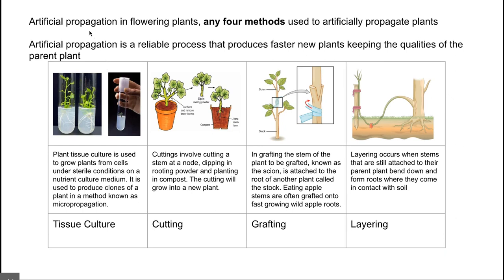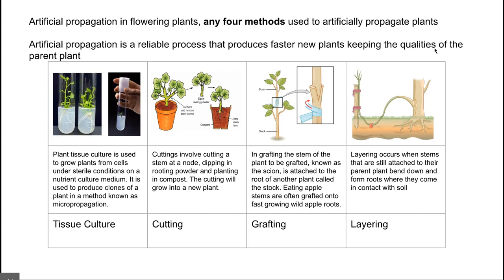Okay, and finally, we need to look at 4 methods that gardeners would use to artificially propagate plants, rather than letting nature propagate or reproduce the plants. Artificial propagation is a reliable process that produces new plants faster, keeping the qualities of the parent plant. So it's a reliable process. You can be guaranteed a result. It's fast. Okay, you get new plants very quickly. And you keep the qualities of the parent plant.